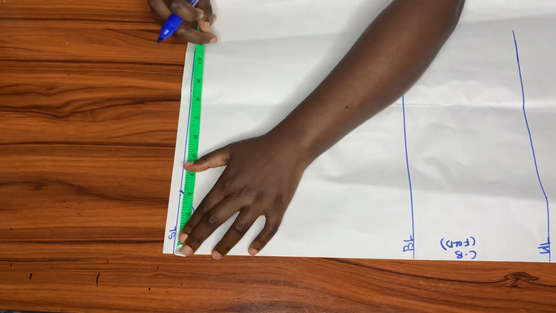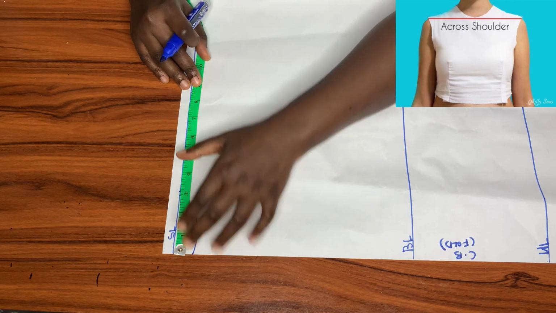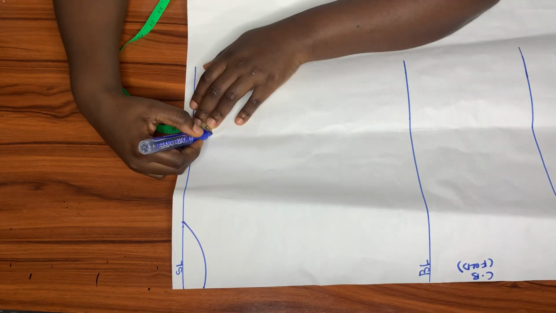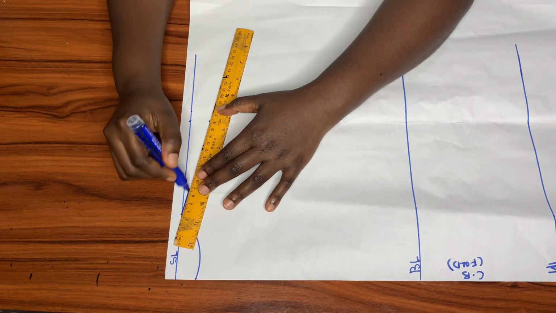Next, I'll be moving on to create the shoulder slope. Along the shoulder line, I'm marking half of my across shoulder measurement, which is 8 inches. From there, I'll be going down by 1 inch. Then I'll connect that point back into the neckline to create my shoulder slope.